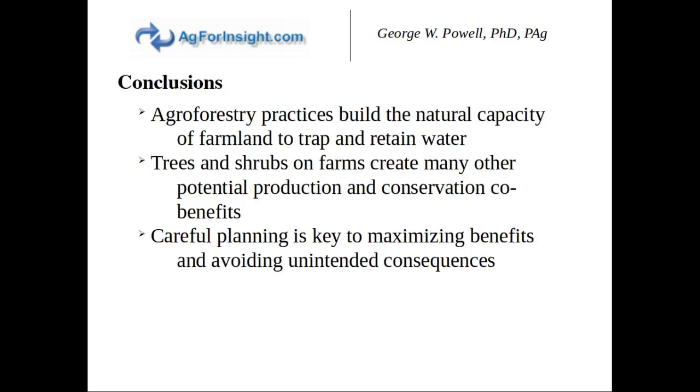So to conclude, agroforestry has the potential to build the natural capacity of farmland to trap and retain water. Trees and shrubs on farms create many other potential production and conservation co-benefits. But careful planning is really the key here. We're trying to maximize the benefits and avoid unintended consequences from these systems by not just throwing species in a blender. You really want to think out and plan ahead of time about the potential interactions, minimize those negative interactions, and emphasize the positive interactions by mixing species.